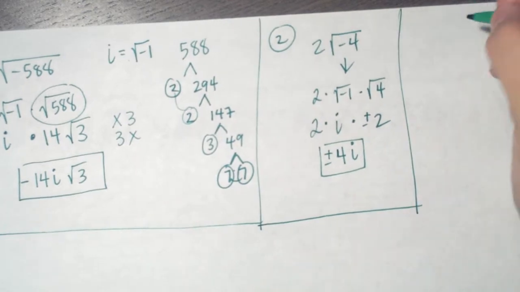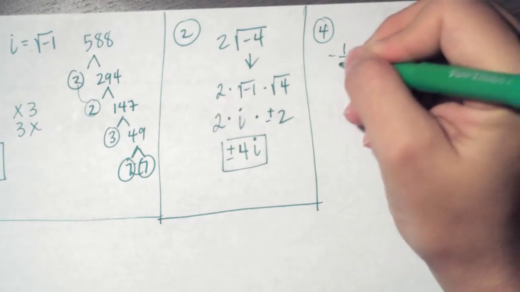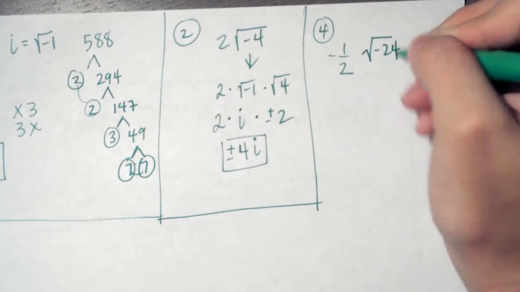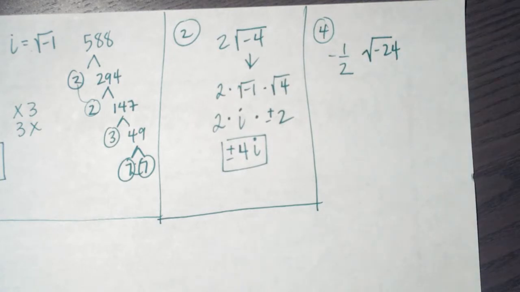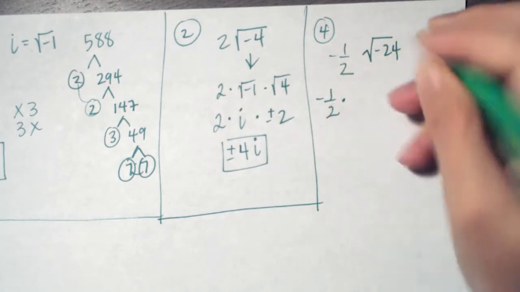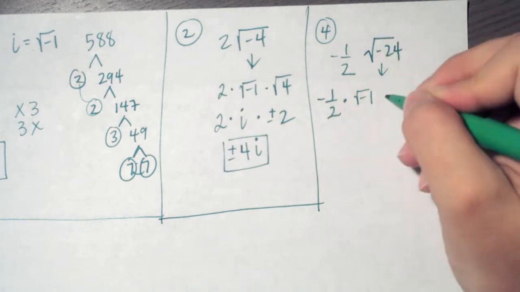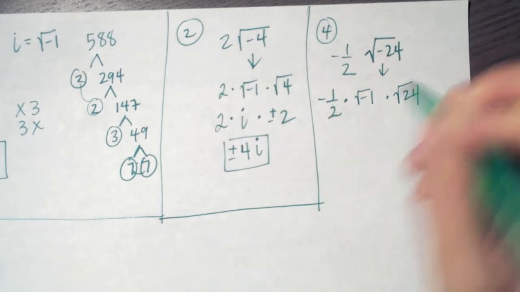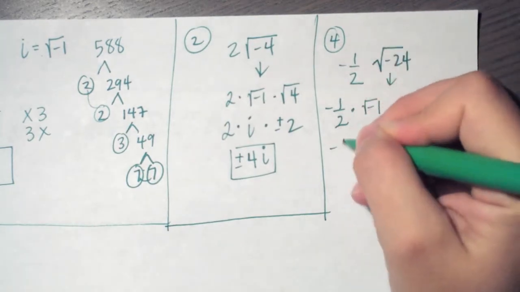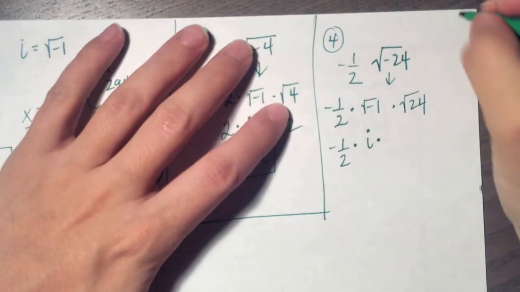Alright, we're going to skip to number 4. I have negative 1/2 times the square root of negative 24. We have some scary fractions going on, but it's okay. Same thing, I'm going to rewrite this as negative 1/2 times, break this guy up to be the square root of negative 1 times the square root of 24. Now I know the square root of negative 1 is i. So I'm going to replace that with an i. And then 24, I'm going to break it down.